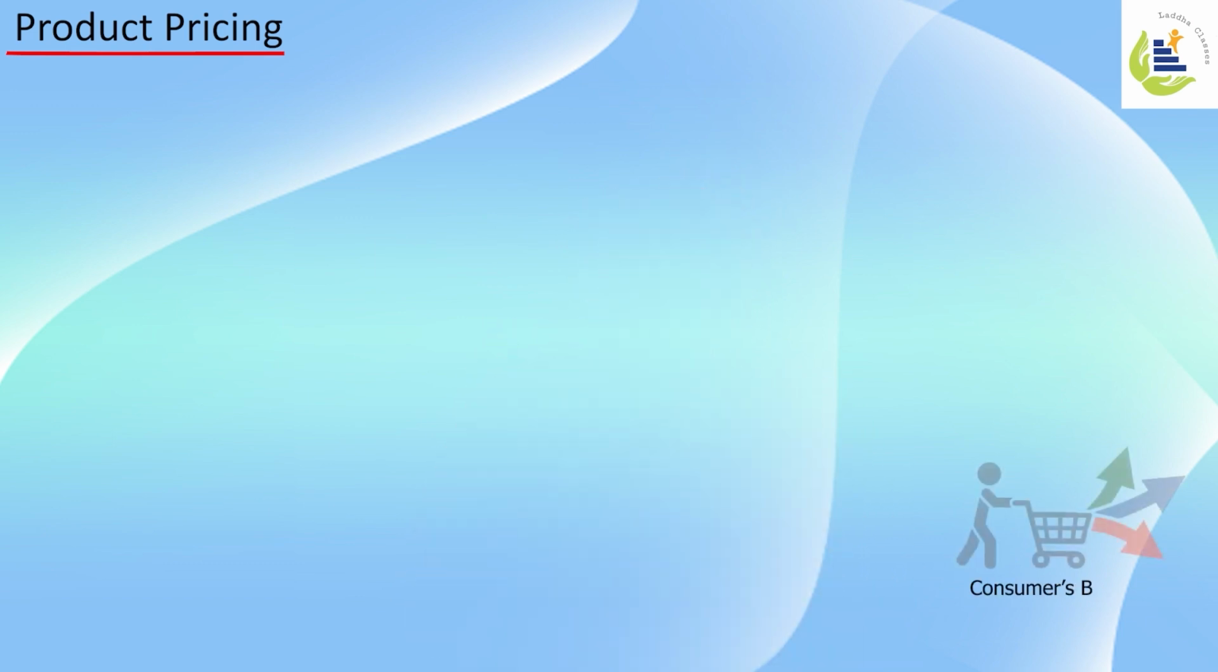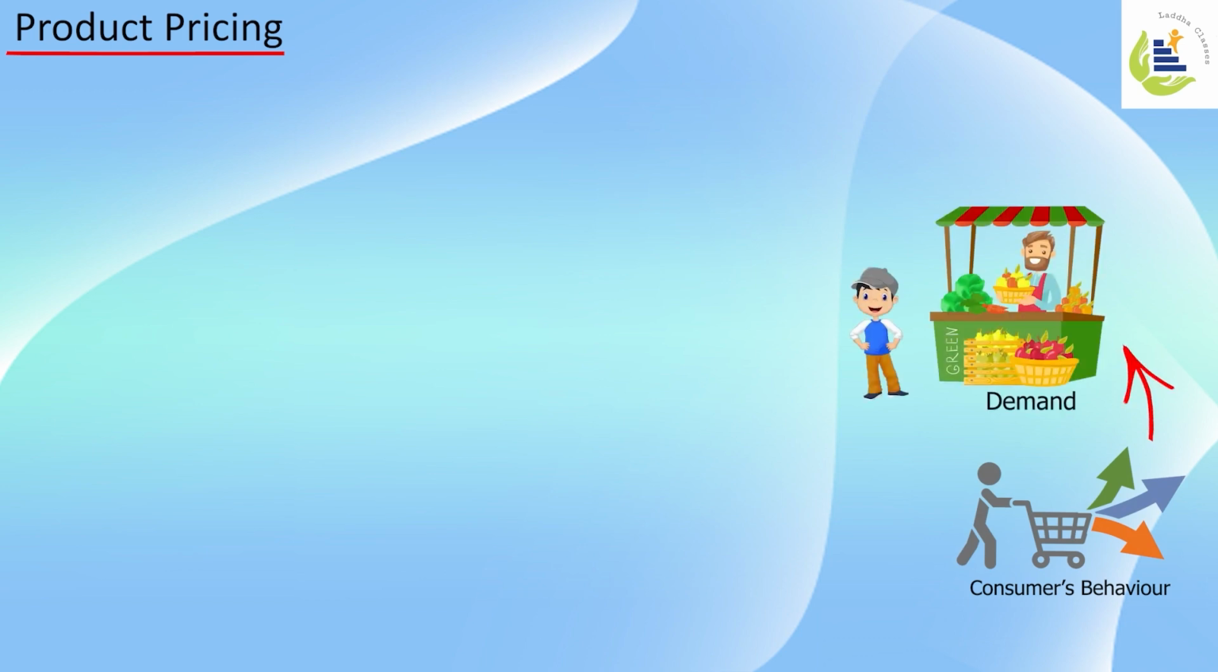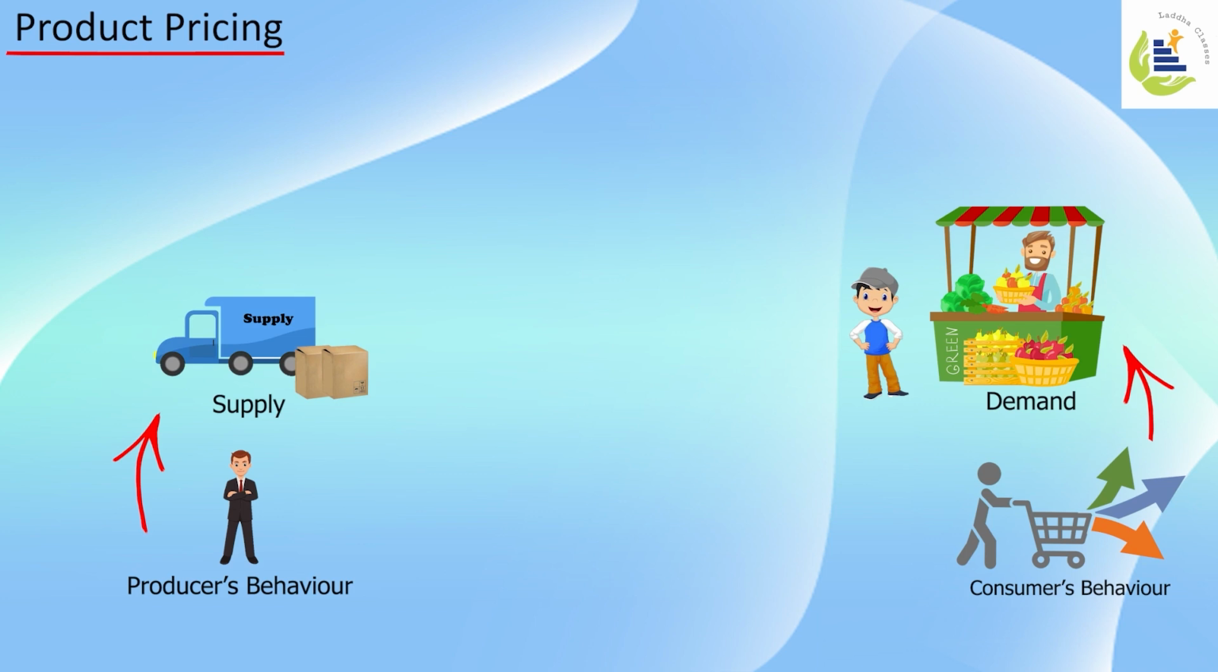So, in a nutshell, how does microeconomics help us understand price theory? Well, microeconomics helps us understand consumer behavior, which in turn helps us understand demand analysis. Also, it helps us understand producers' behavior, which in turn helps us understand supply analysis. Both demand analysis and supply analysis help us arrive at the price of a commodity.